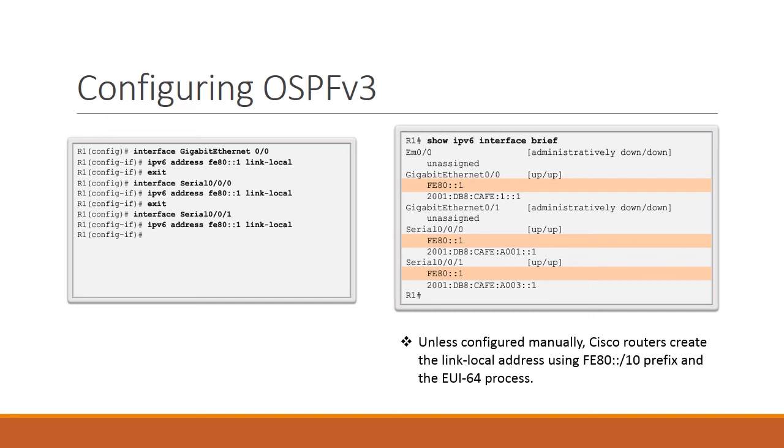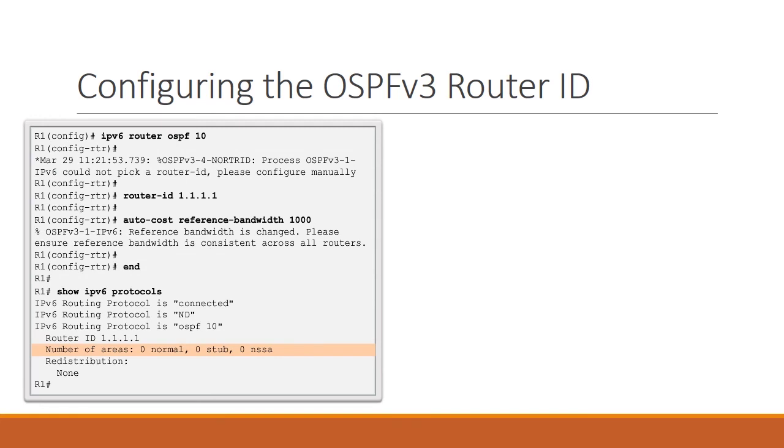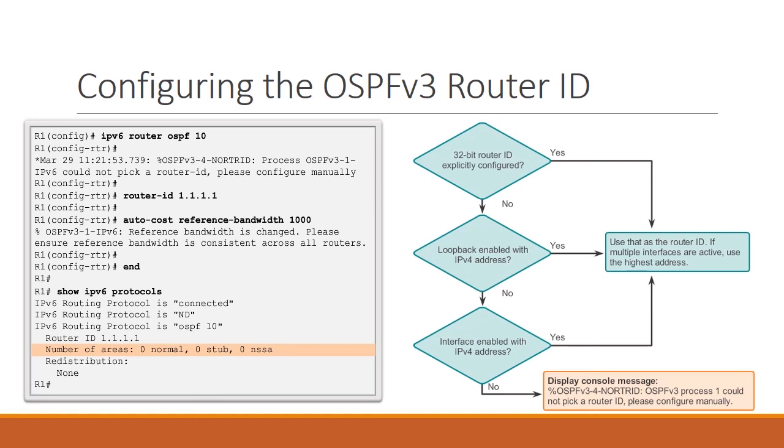Configuring the OSPFv3 router ID. To configure the router ID, we use the ipv6 router ospf command, and we assign a process ID. Like OSPFv2, the process ID value is a number between 1 and 65,535, and is chosen by the network administrator. OSPFv3 requires a 32-bit router ID to be assigned before OSPF can be enabled on an interface. In the diagram, we see how an ID is chosen.